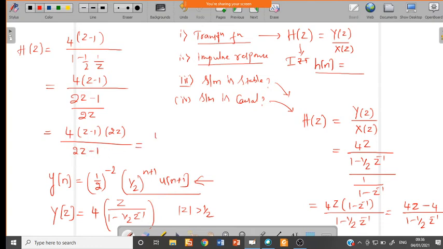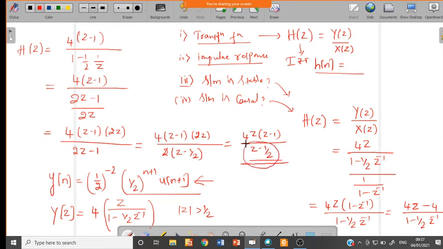So 4 into z minus 1 into 2z, divided by 2 into z minus half. This 2 will get cancelled, and you can write it as 4z into z minus 1 divided by z minus half. Now you can see where the pole exists for this transfer function, and we can say whether it is causal or stable. Is it stable?